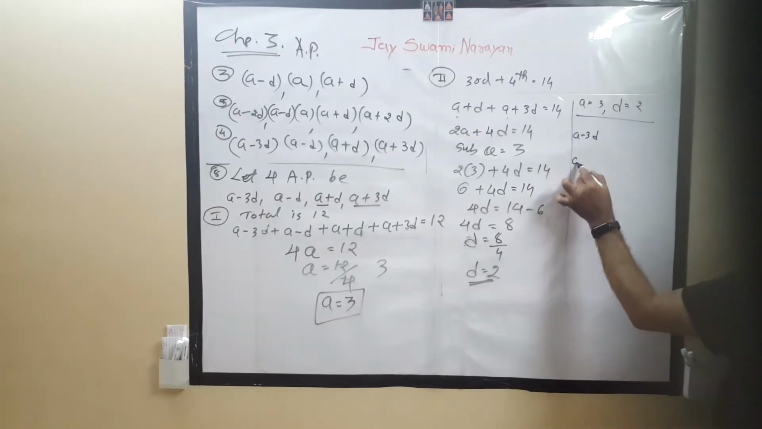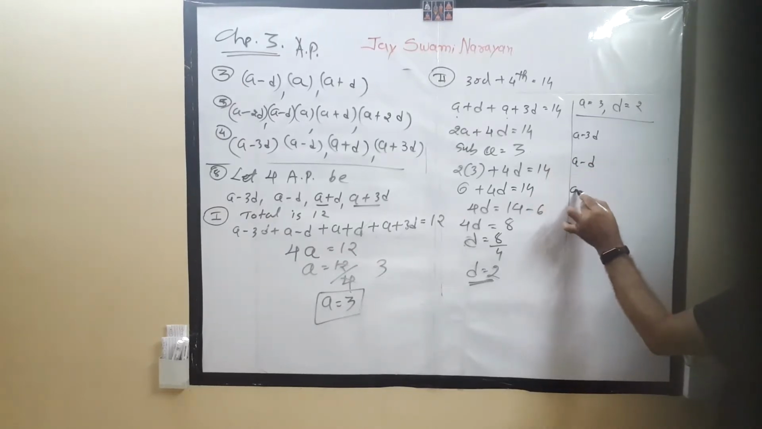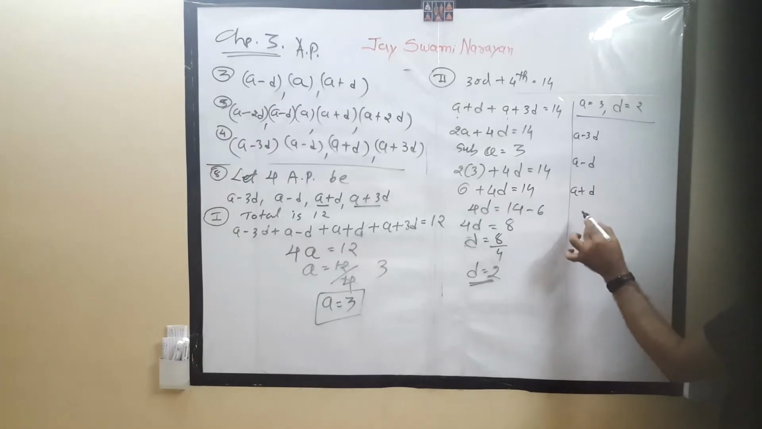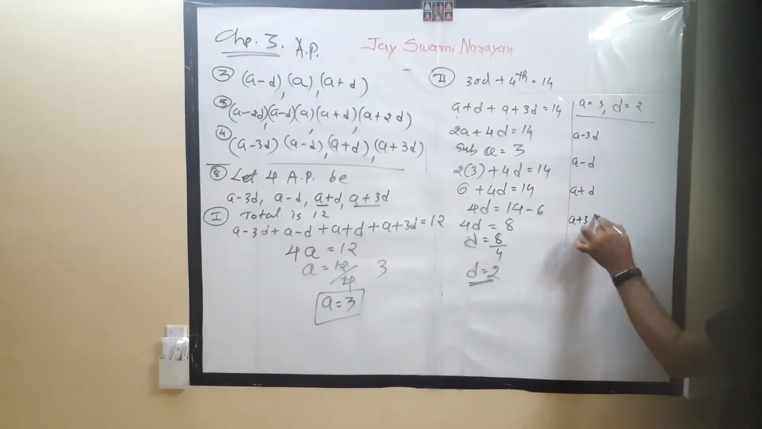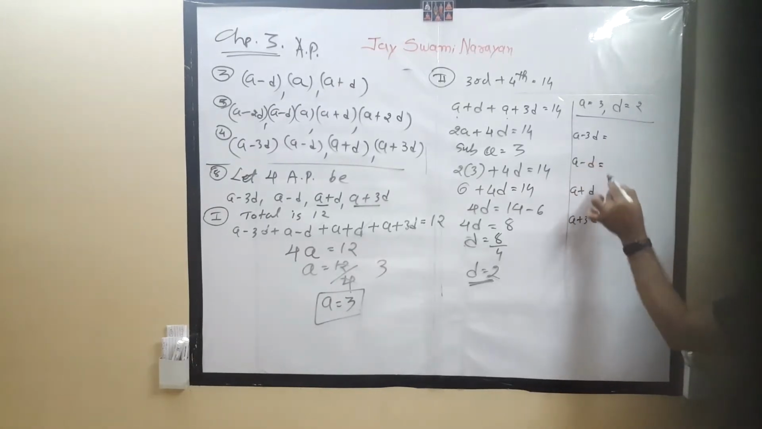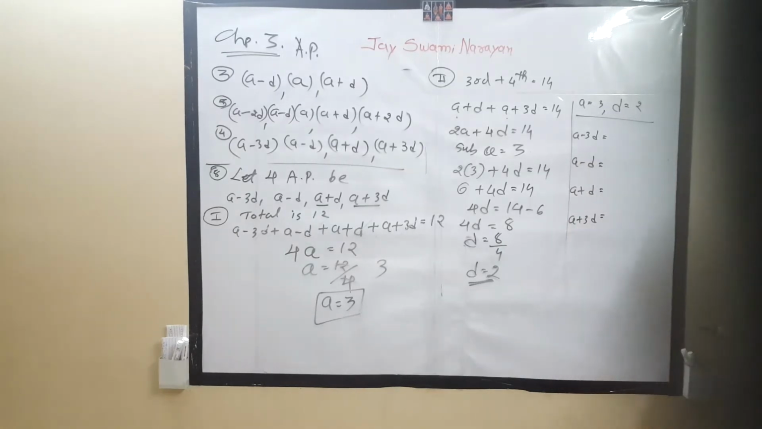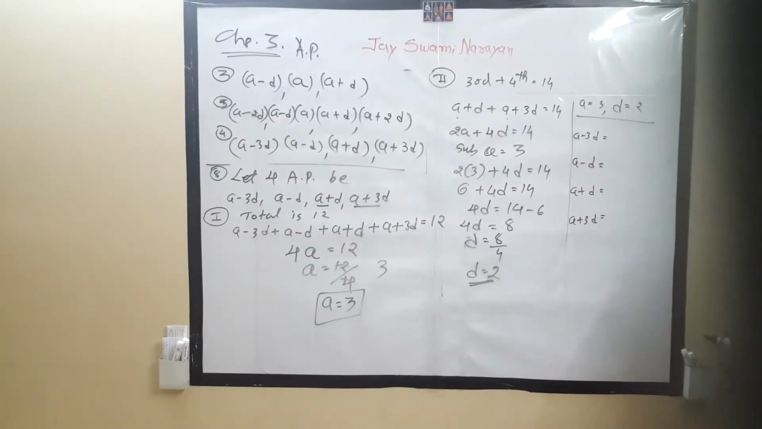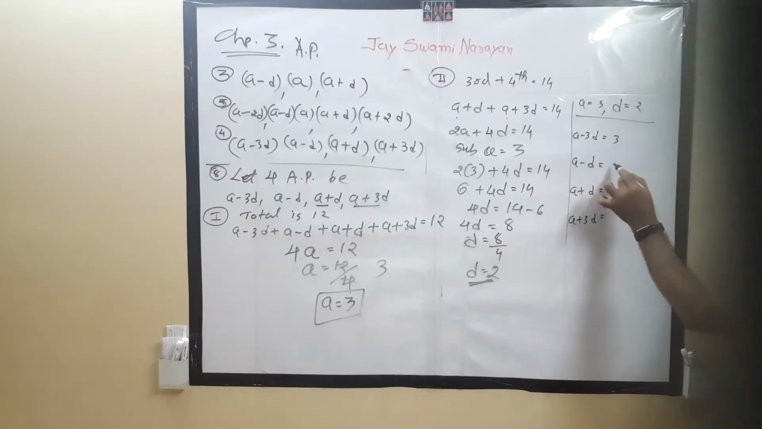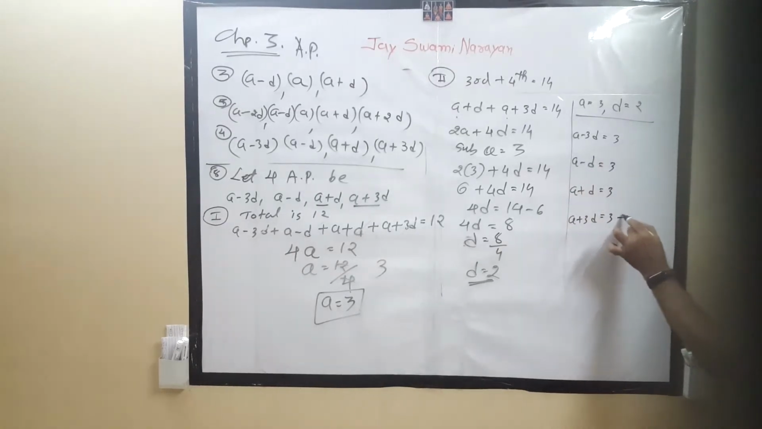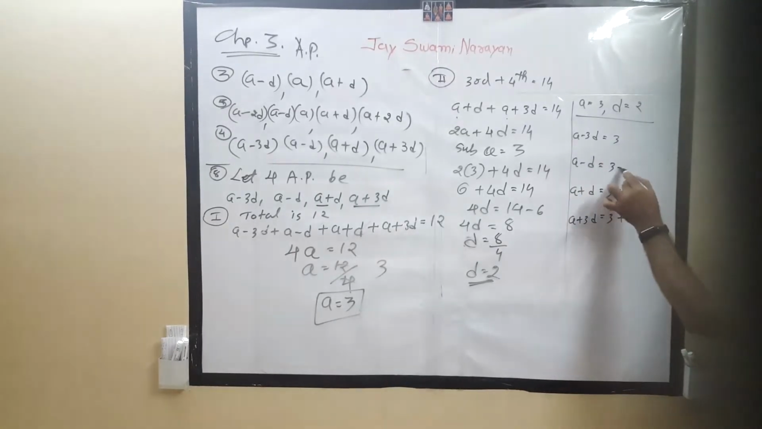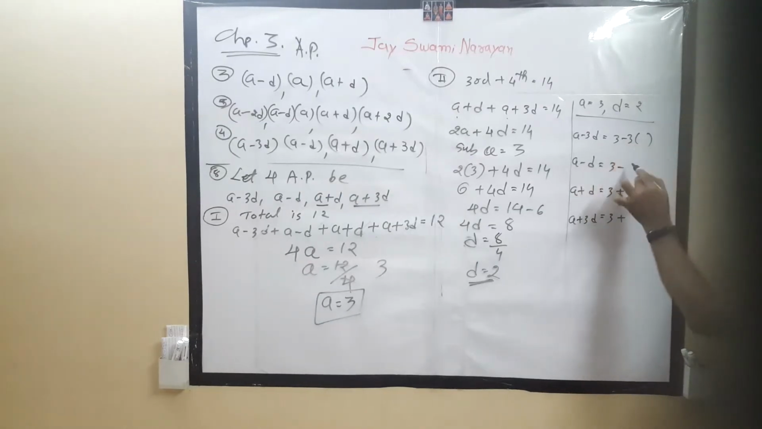A plus 3D, A minus D, A plus D, A plus 3D. Who is speaking? Mute the mic. A is 3. Priya, tell.